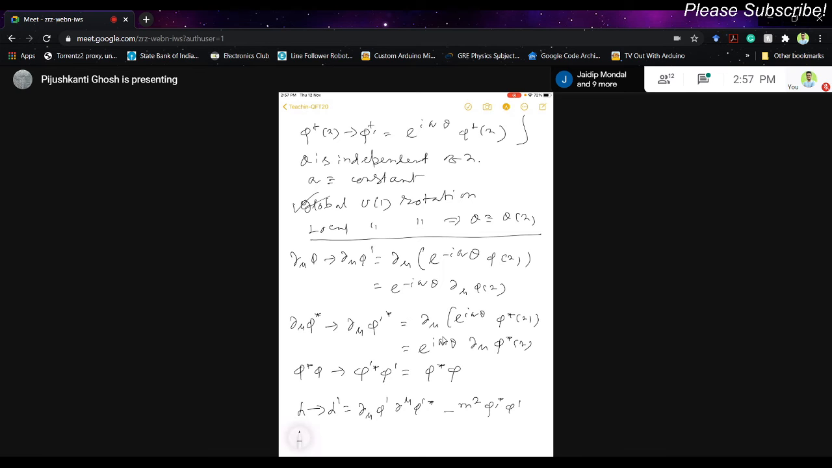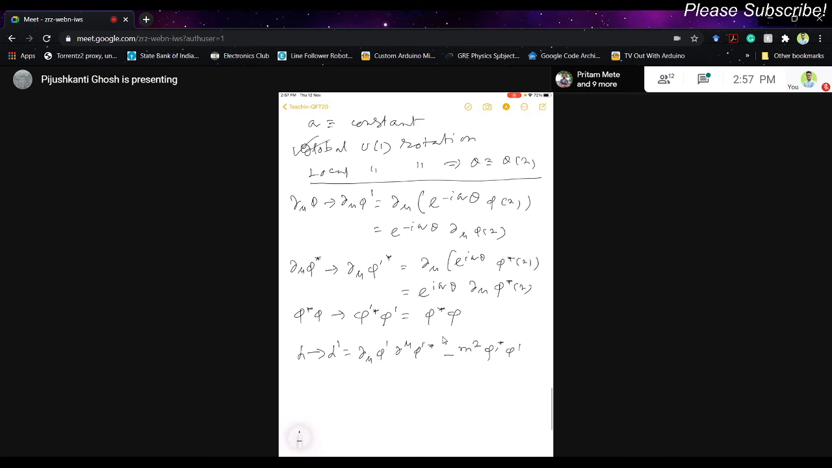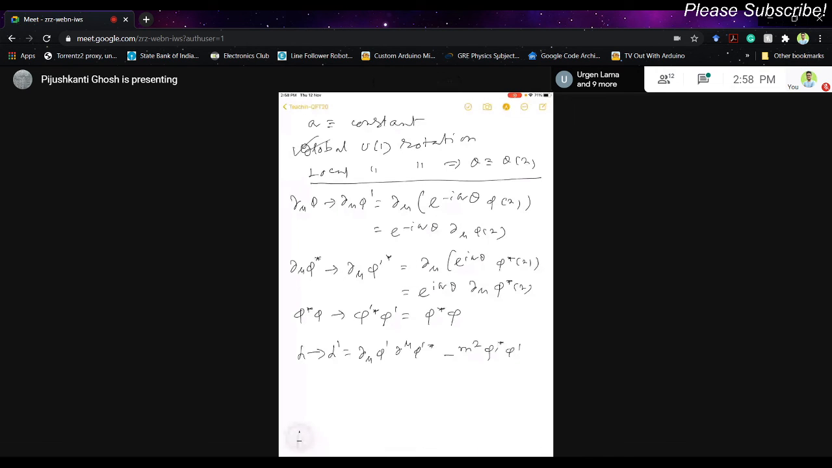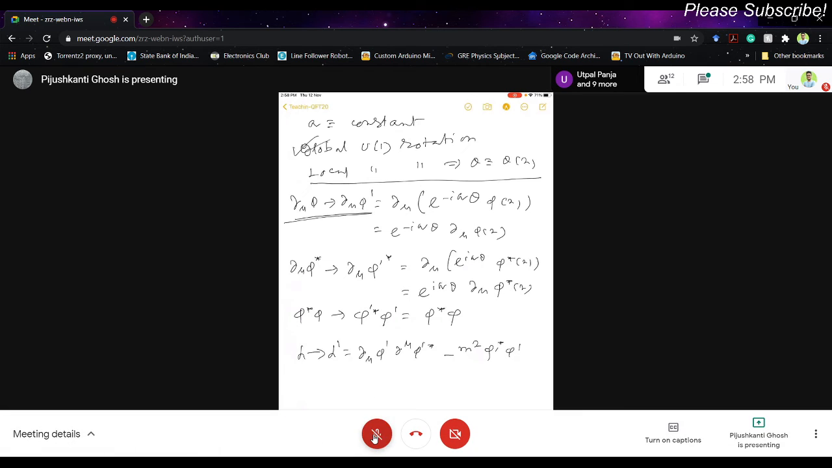Bolo, is this okay? Hello? হ্যাঁ স্যার Yes, sir. Internal symmetry, there is no change in the space-time coordinate, only fields. So that's what I am doing here, or like, or the calculation after that.